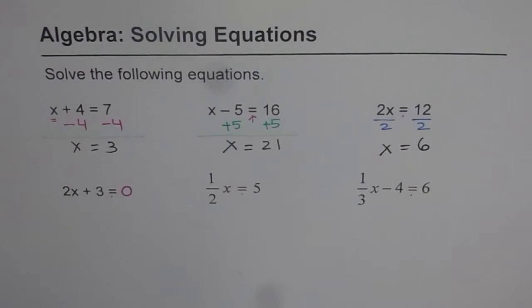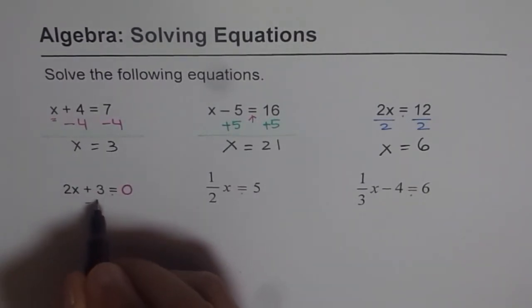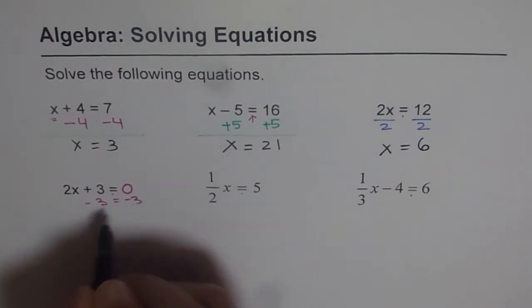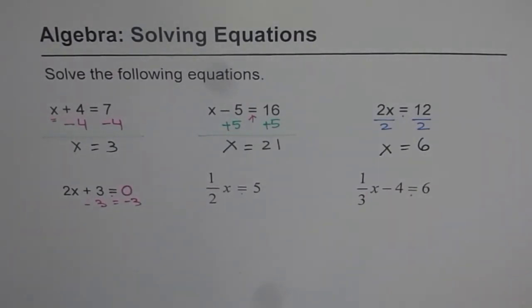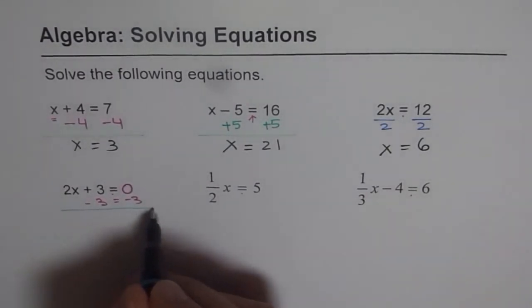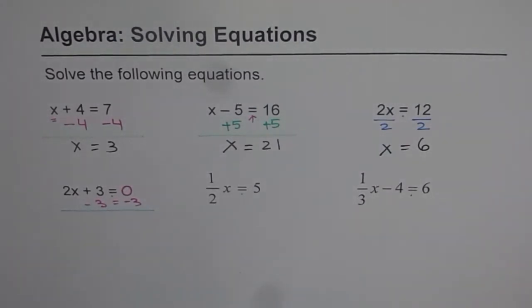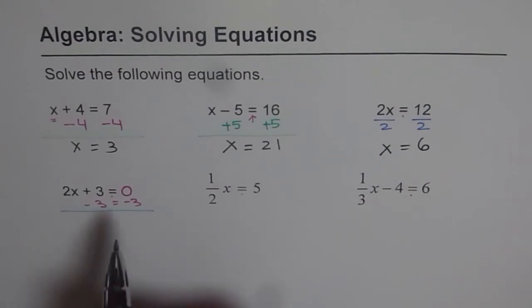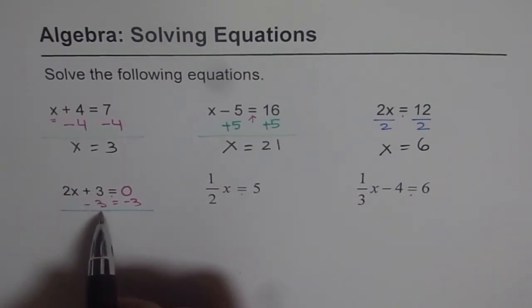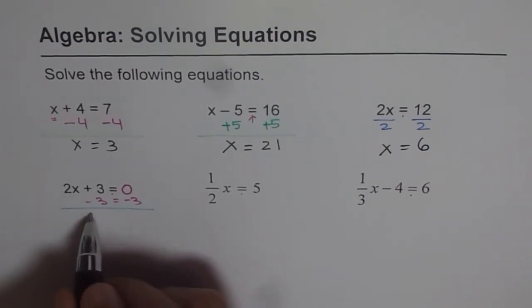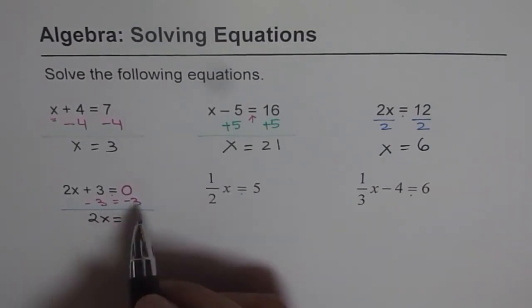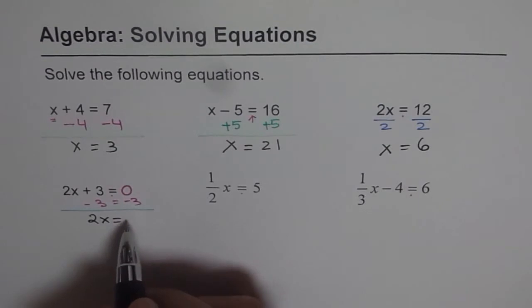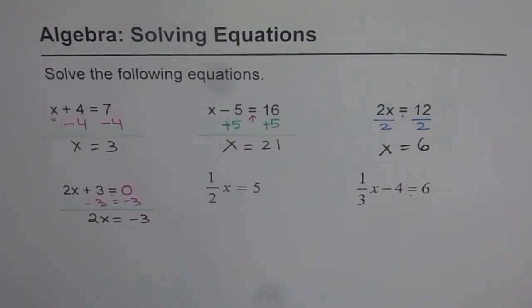So first, let us take away 3. Once I take away 3, what do I get? This is kind of difficult for some students since they do not deal with negative numbers and fractions sometimes. So that is why this is a difficult question, but understand the concept. When I take away 3 from here, on the left side I'm left with 2 times x equals 0 minus 3, which gives me minus 3, correct?